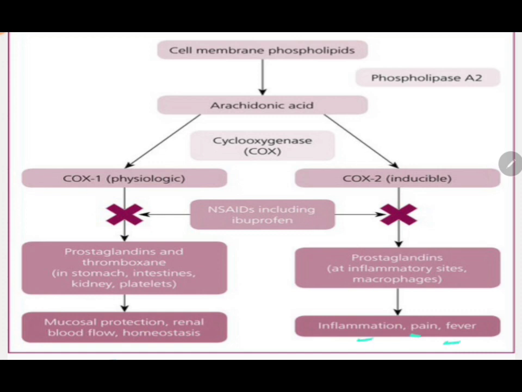However, the inhibition of COX-1 leads to the inhibition of prostaglandins that are protective in the setting of renal function, blood flow and homeostasis. So along with the inhibition of COX-2, we also inhibit COX-1, and this is why there are certain adverse effects that are associated with the use of ibuprofen.